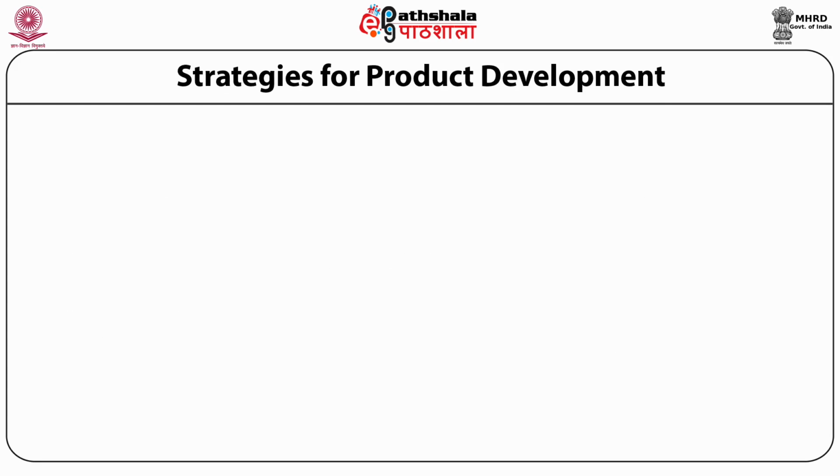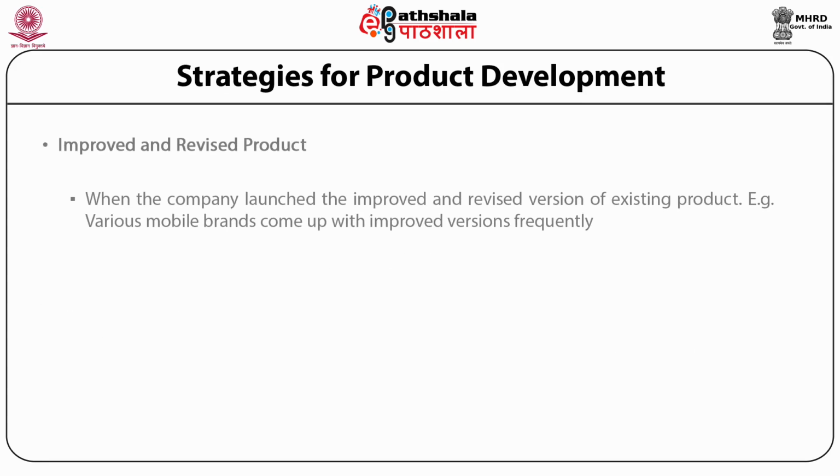The third strategy for developing new product is to improvise and revise the existing products. So when the company launches the improved and revised version of the existing product, that's another way to come up with the new product development. We know that technology firms, especially mobile brands, constantly keep up with improvised versions very frequently. Companies which are into the software business also come up with new versions very frequently.